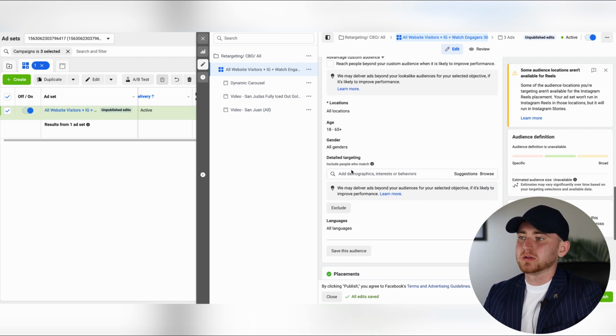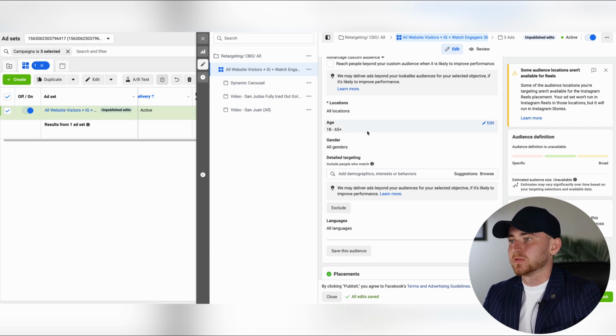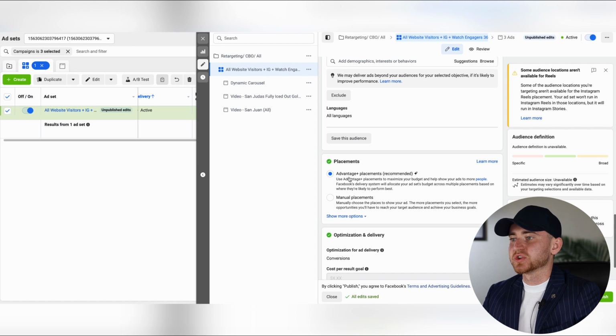We keep all the other things by default, the age is going to be 18 all the way up to 65 plus. We're not going to add any interest, any detailed targeting. And we also use the Advantage Plus targeting. Now I'm going to go to the next campaign, and then I will explain after that all the metrics that we have here, because with all the metrics, they're kind of going to be monitored the same in each campaign. But for now, I just wanted to give you an idea of what we have in the retargeting campaign.